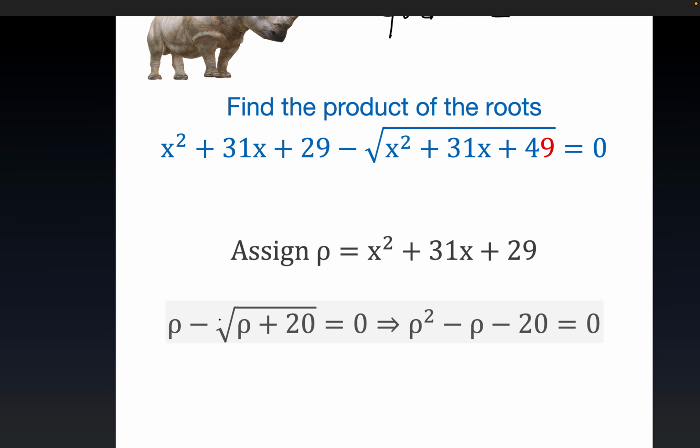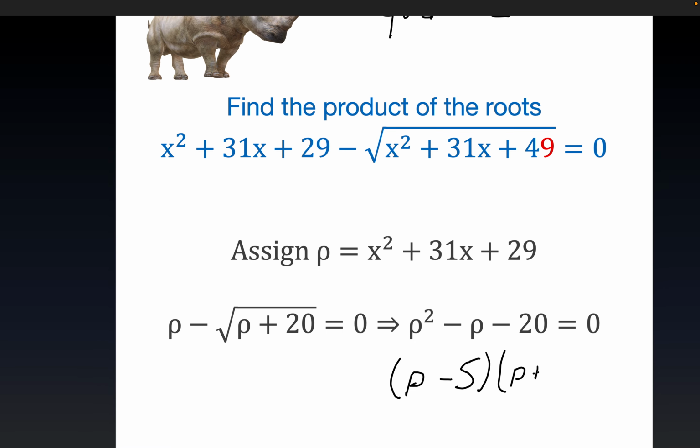Now, this admits a very nice factorization. We have rho minus 5 times rho plus 4.